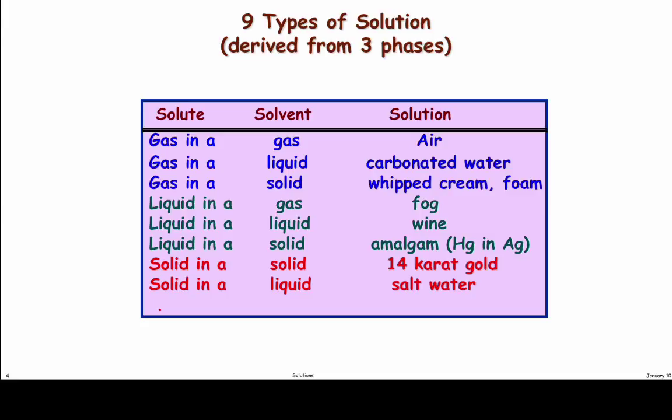Then you can have a solid in a solid, in which case you have, say, a mixture of gold. 14 karat gold is actually a mixture of gold and some other metal. If you have 24 karat gold, then that's pure gold. And then you have a solid in a liquid, and the classic example of that is salt water or sugar water.